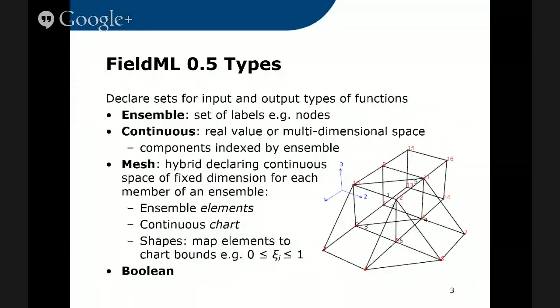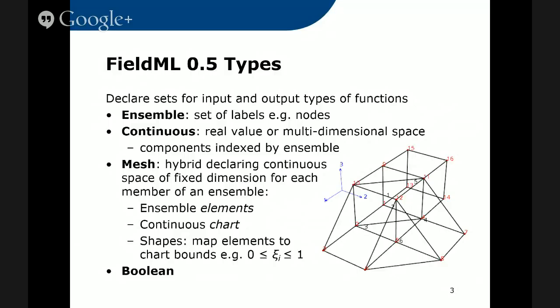Being a field description language, you have to talk about sets. You're not just dealing with parameters for a single point. So you have to be able to describe discrete sets, what we call an ensemble in its terminology. So, for example, the nodes, the red points over there, so node numbers 1 to 16. You can also define continuous spaces such as the 3D coordinate system that would be indexed 1 to 3. And I might add that this ensemble is also used to index the components of that multidimensional space.